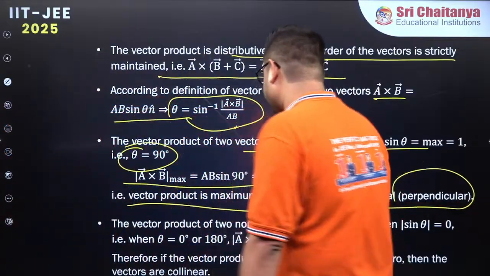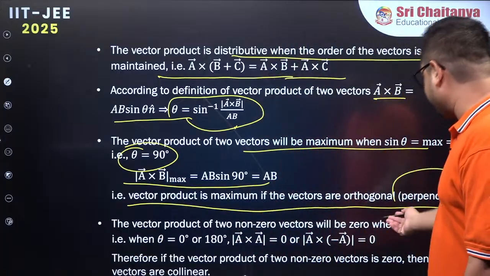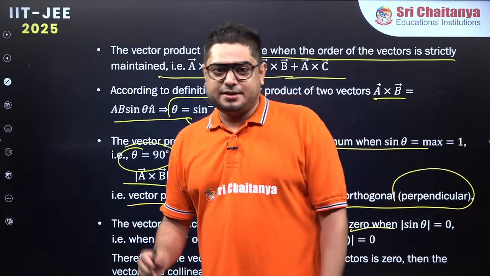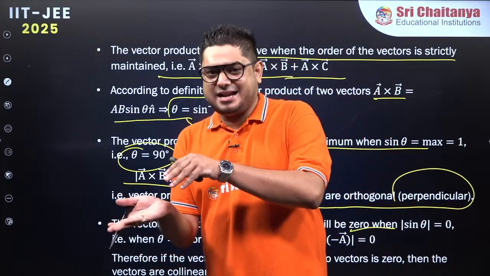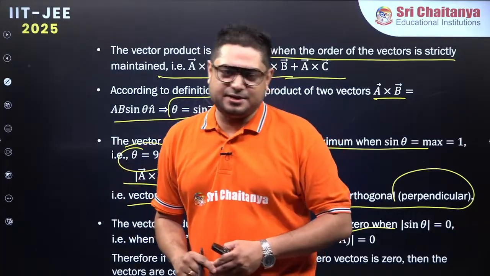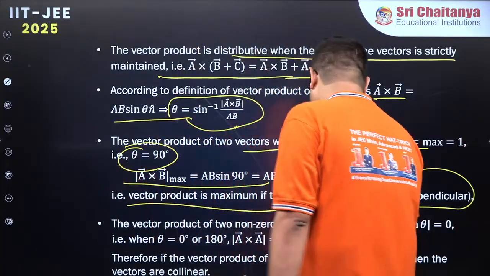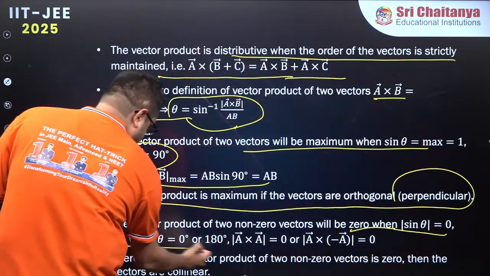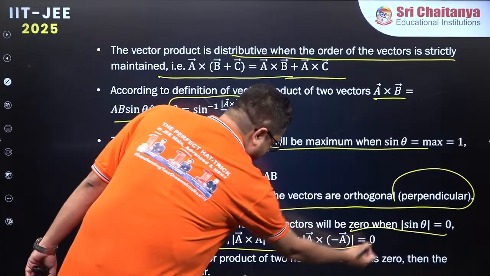I have already mentioned, the vector product of two non-zero vectors will be 0 when θ is 0, when A and B are parallel or anti-parallel with respect to each other. So it will be 0 when sin θ is 0, or θ is 0 or 180 degrees. So A × A is 0 and A × (−A) is 0.